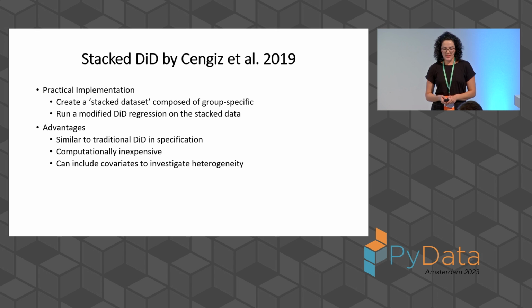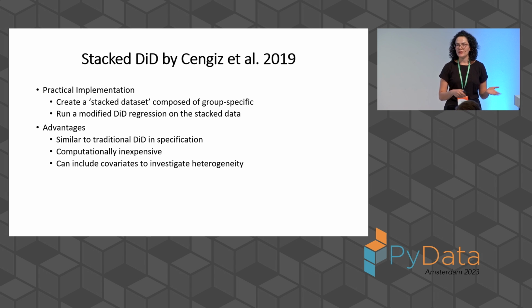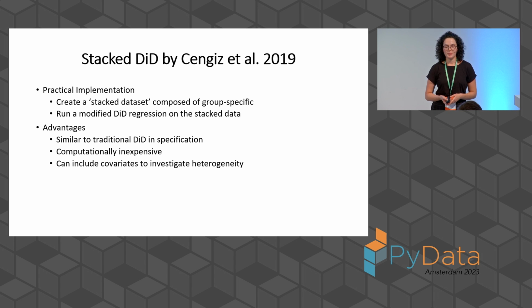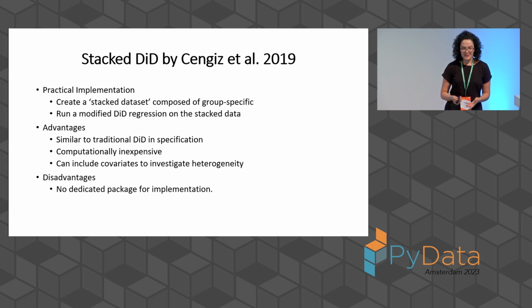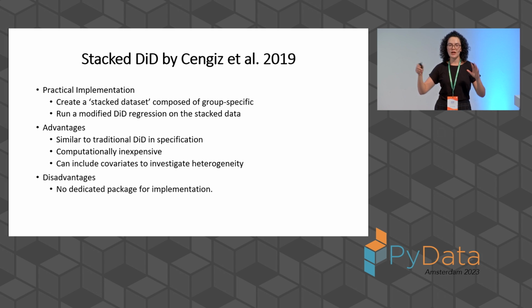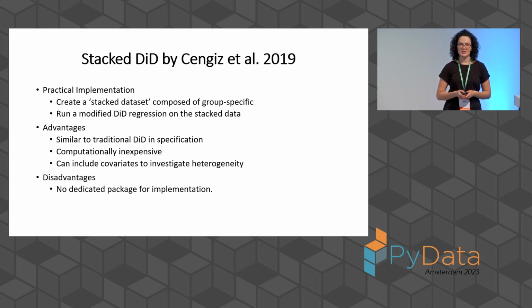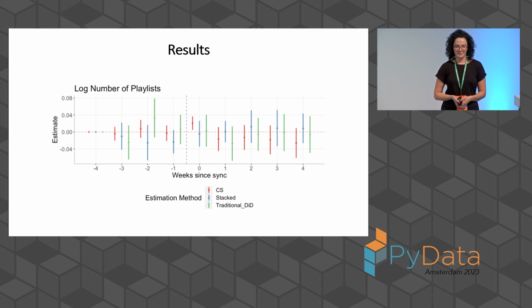In terms of the advantages, it is pretty similar to the traditional difference and differences approach, but it's a modified version of this, where you choose the controls. It is computationally inexpensive compared to the previous one, and can include covariates to investigate heterogeneity in the different groups. The disadvantage is that there's no package for its implementation, but you can search up some sample code on GitHub. So it's not too bad.